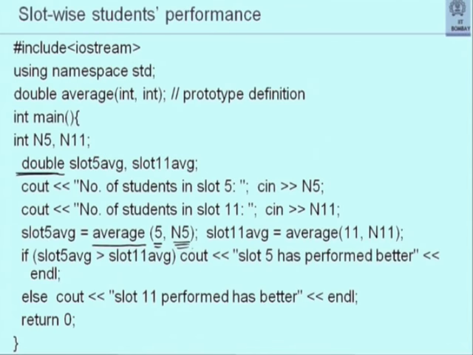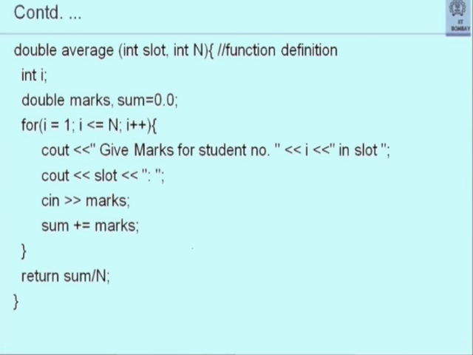So what I will do is, I will read the data for that slot in the function itself. It's perfectly fine. Okay. And once I get back these slot averages, if slot 5 average is greater than slot 11, I say slot 5 has performed better, or else I say slot 11 has performed better. Simple. How is the function? This is the function written.